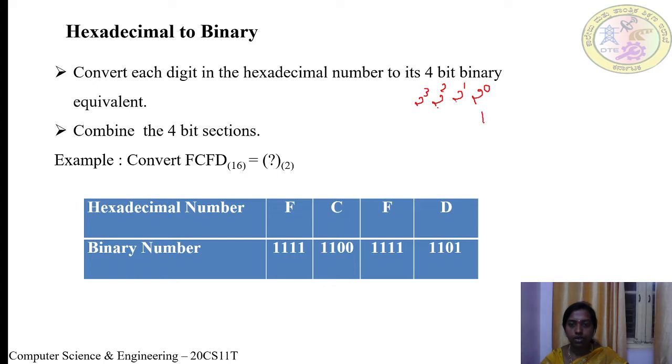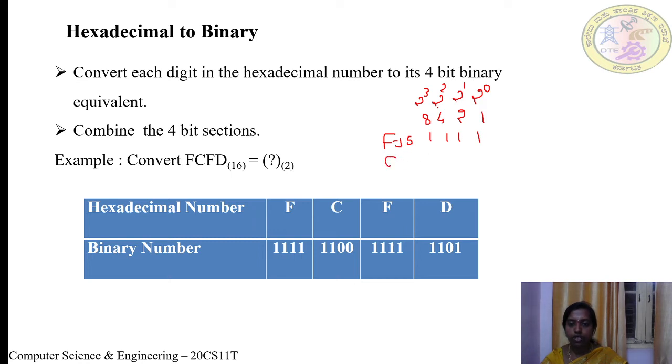2 to the power of 0 is 1, 2 to the power of 1 is 2, 2 to the power of 2 is 4, and 2 to the power of 3 is 8. Now we move on to the value of a hexadecimal number. F can be written as 15. So all the bit positions can be made as high, that is 1, 1, 1, 1. So 8 plus 4 is 12, 12 plus 2 is 14, 14 plus 1 is 15.